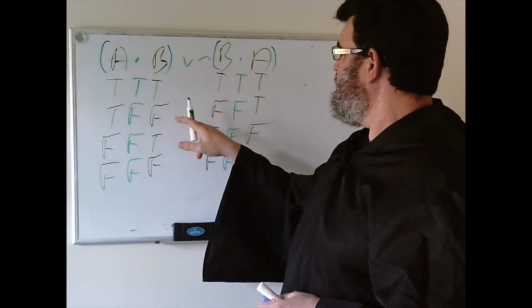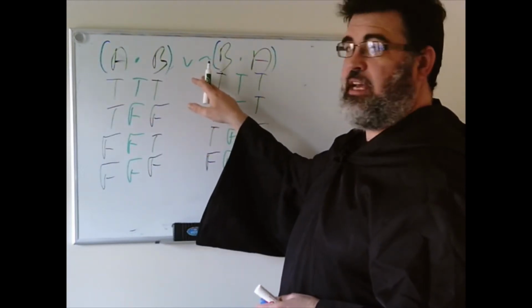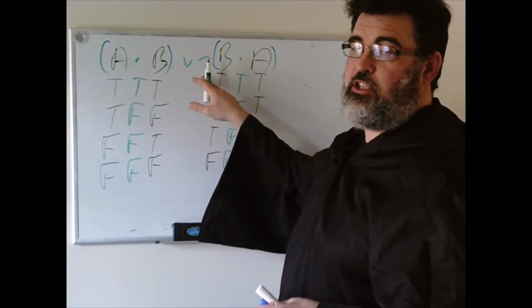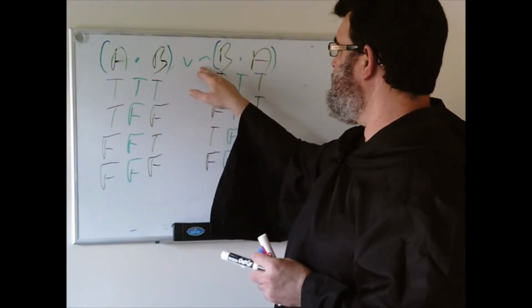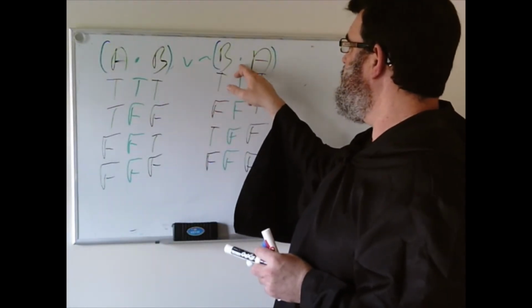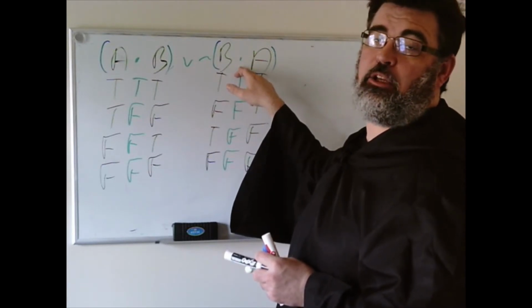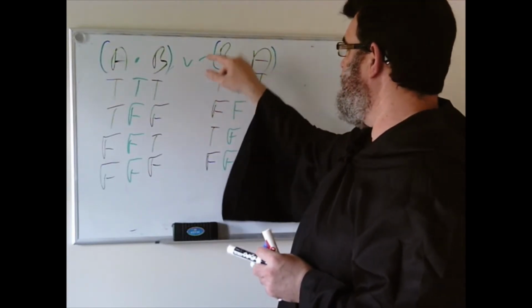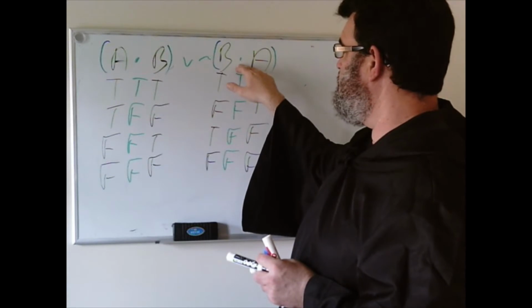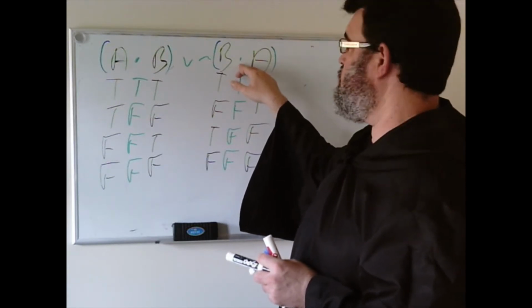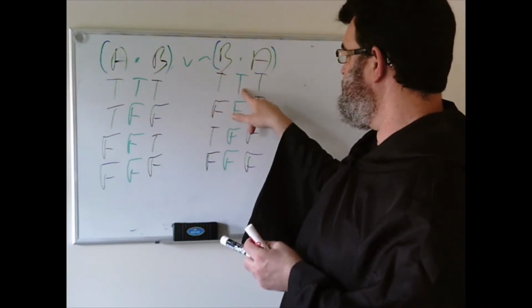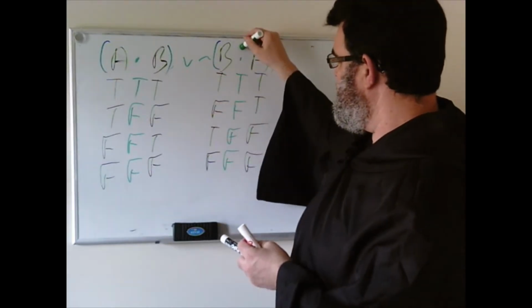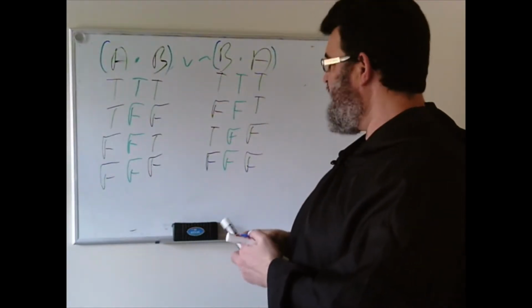But on my second proposition in this disjunction, I have a negation. And this negation is going to negate this column right here, because it's negating the entire parentheses, which is governed by this conjunction. So this green operator is going to deal with this green column.